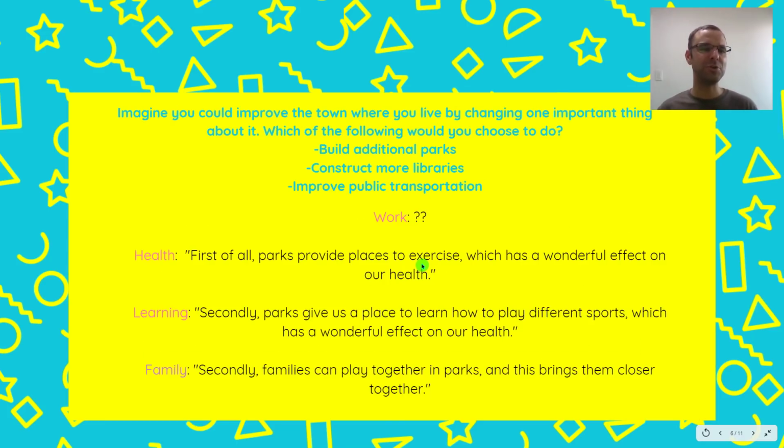Here's another multiple choice question. Imagine you could improve the town where you live by changing one important thing about it. Which of the following would you choose to do? My choice is to build additional parks. I came up with a reason based on my health. I came up with a reason based on my learning. I came up with a reason based on my family. I started with a descriptive part and I ended with listing the effect. I did the same thing in all three of them.